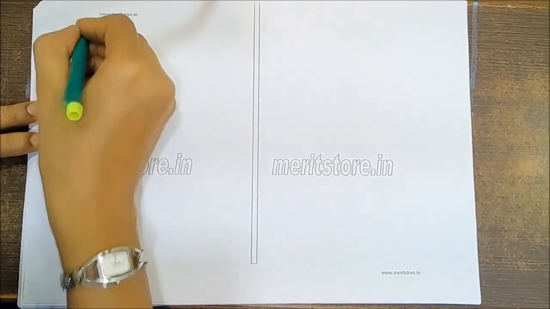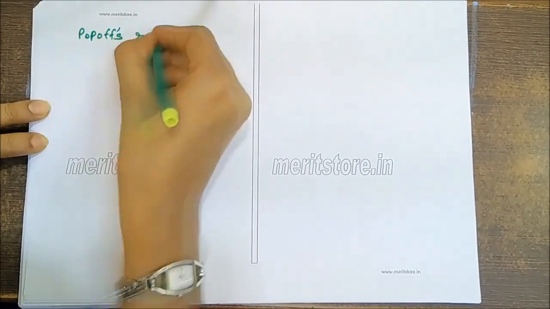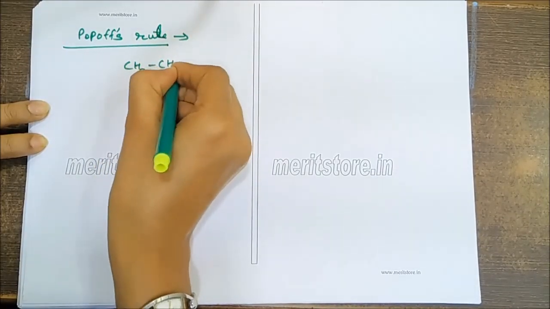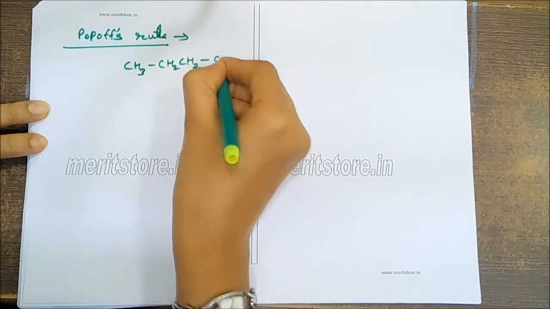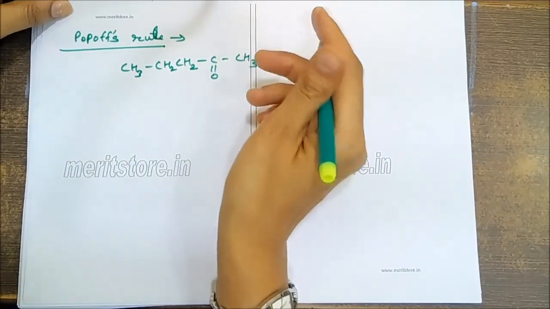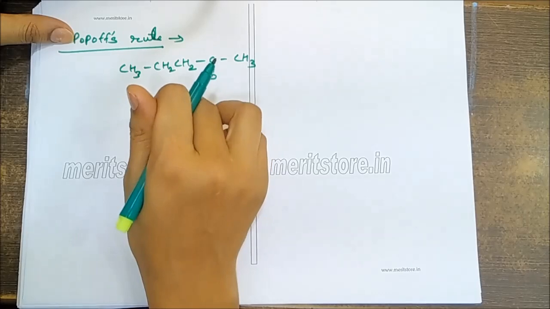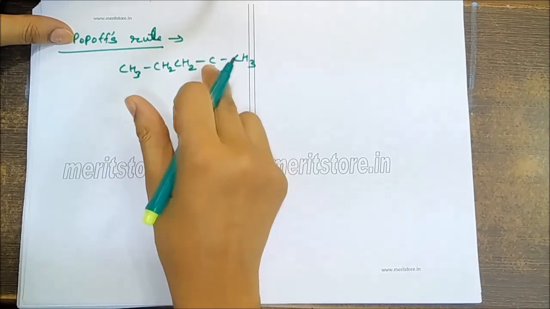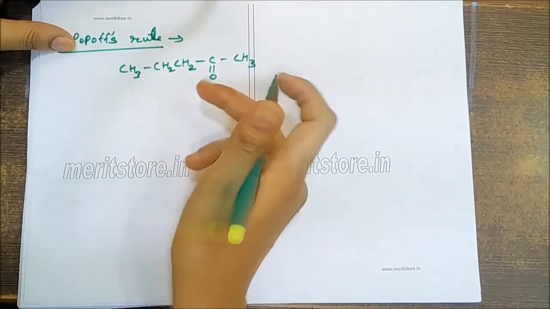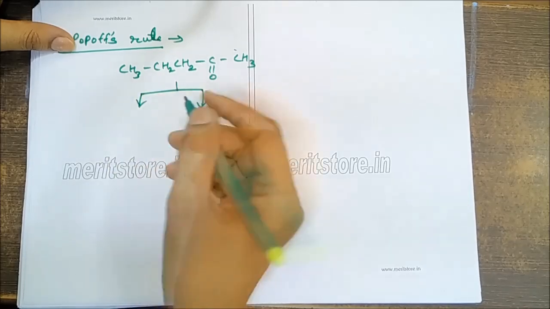Now there is a rule for the oxidation of ketone. This is called Popoff's rule. What is Popoff's rule? If we take any carbonyl compound, on oxidation of this carbonyl compound we will get a mixture of acids. The point of cleavage in this compound is such that this keto group will stay with smaller alkyl group as compared to larger alkyl group. So it will go preferably this side and it will give a mixture of acids.